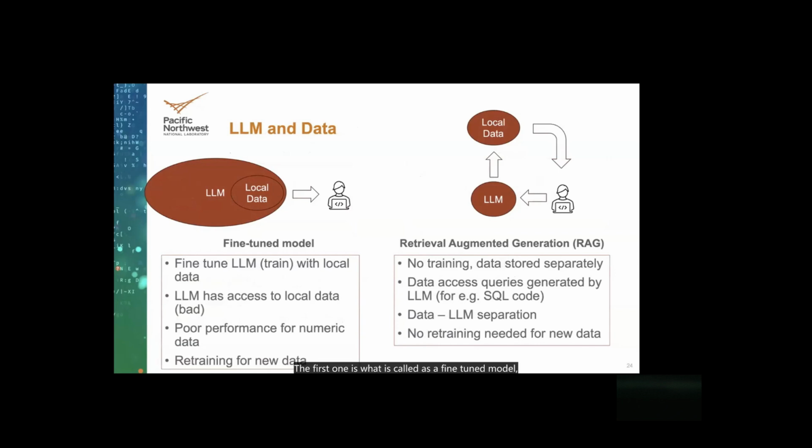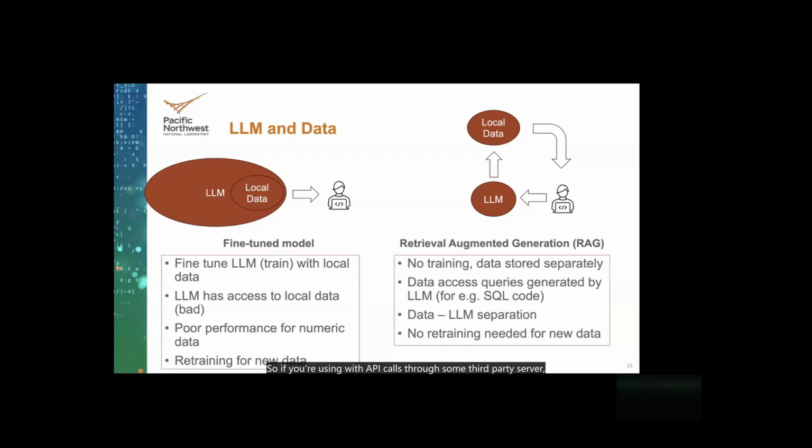The first one is what is called a fine-tuned model, wherein you provide the data for training the LLM itself. So all that data is used for training the LLM. It's for setting the weights. The LLM might come with its own set of weights, its own set of trained parameters, but you will also provide it with your local data to further fine-tune that LLM for your specific needs.